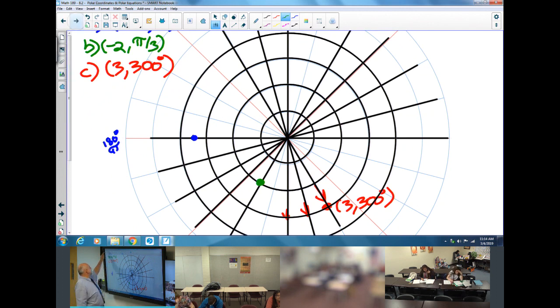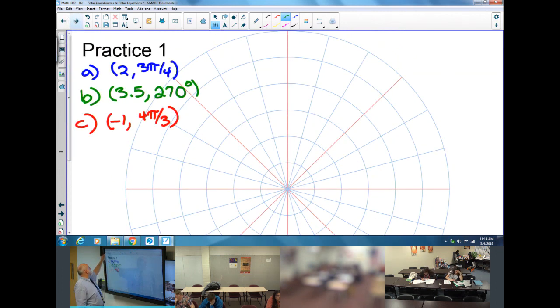All right, see if you can do this practice 1 here. See if you can graph those. We're just doing kind of a rough graph. So you guys that don't have the polar paper, it's okay. We're just estimating, so don't worry about being exact.